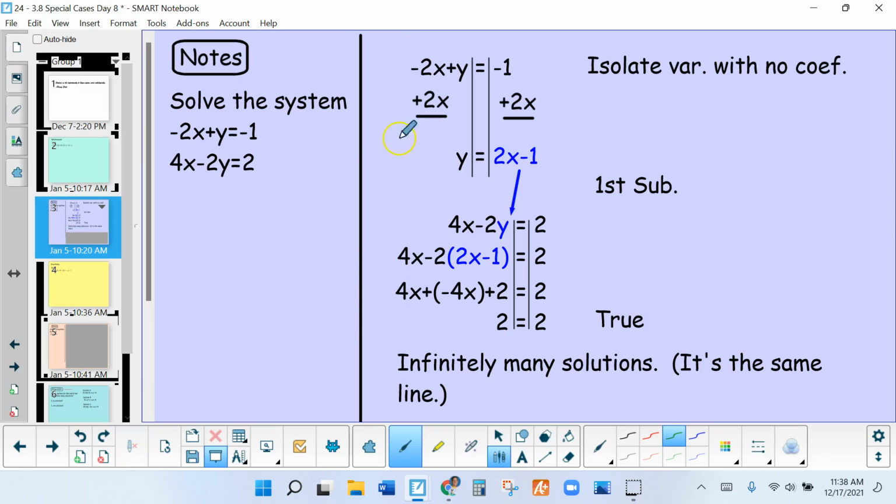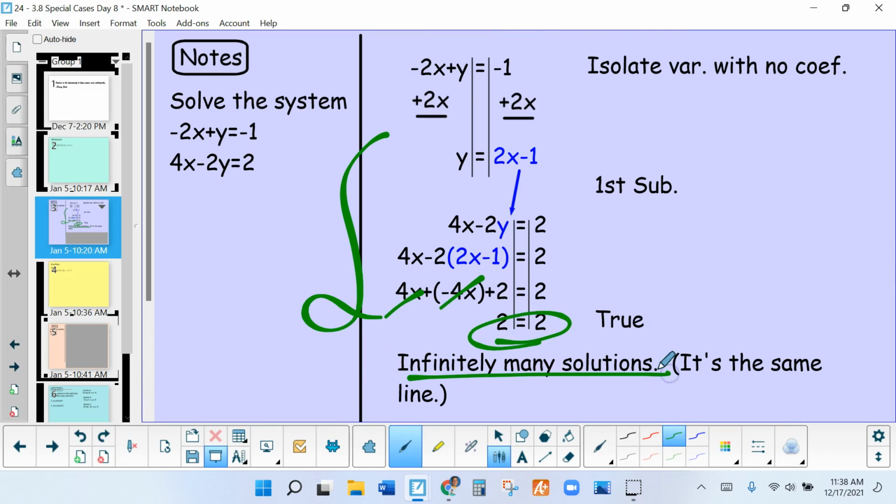Okay, so what does this mean? X's cancel out, same number on both sides. My answer is infinitely many. Everybody good? Okay, there's another special case.